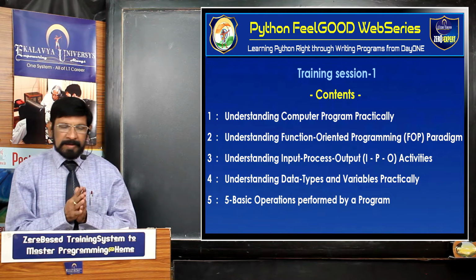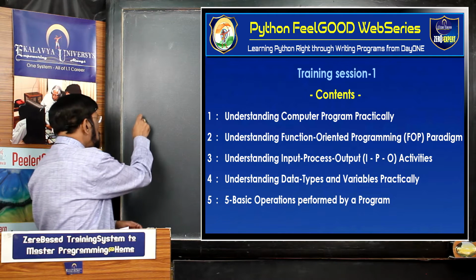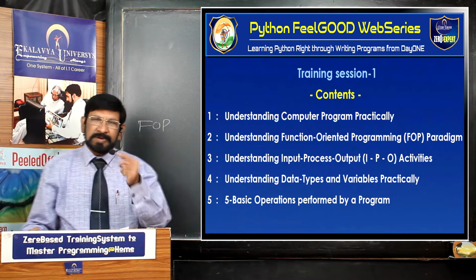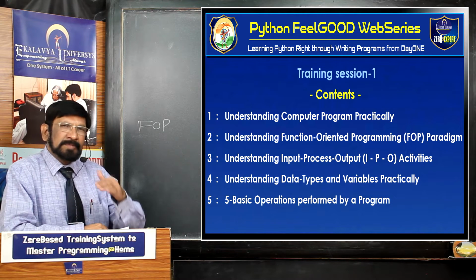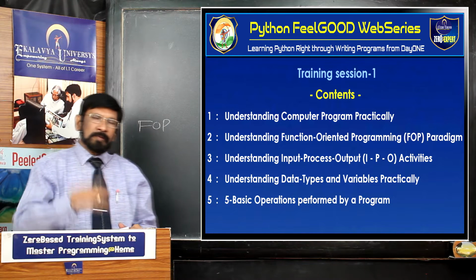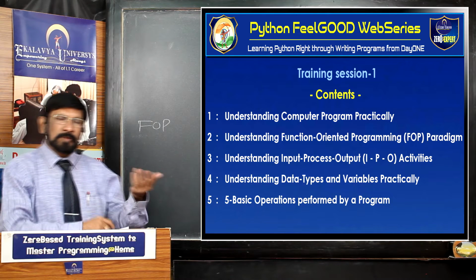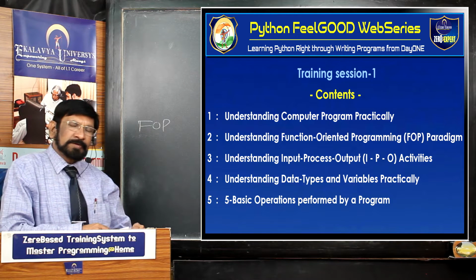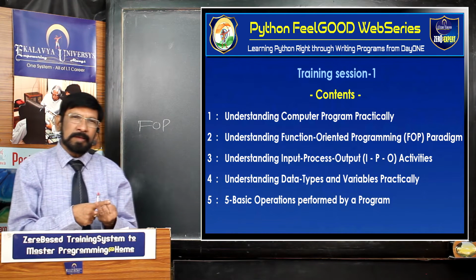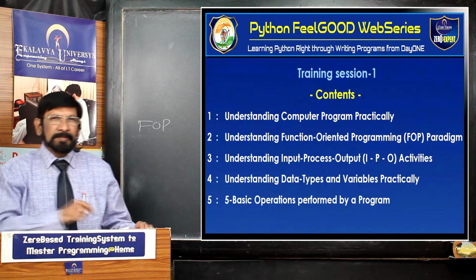Second one is understanding function oriented programming paradigm. This is simply called as FOP paradigm. Paradigm means, first you understand what is paradigm. Paradigm means an implementation model. For example, you want to reach a destination. For reaching a destination, you can have alternative implementation models. You go by walk, you use cycle, you may use bike, you may use car, or you may go by bus. That is implementation model.